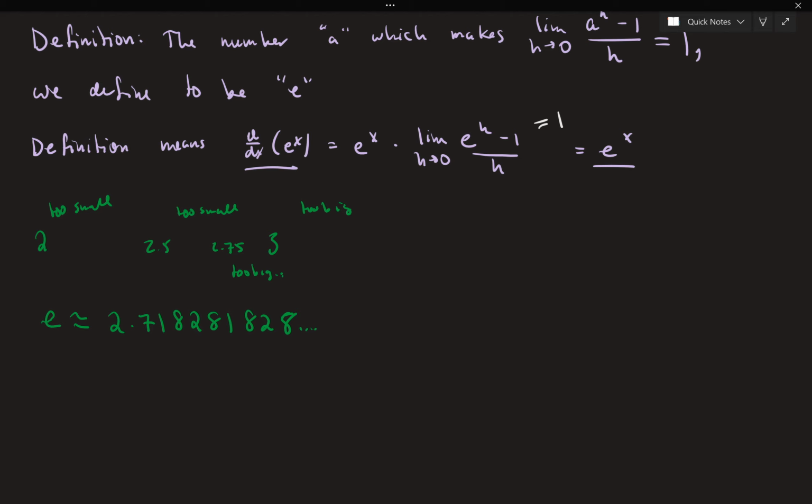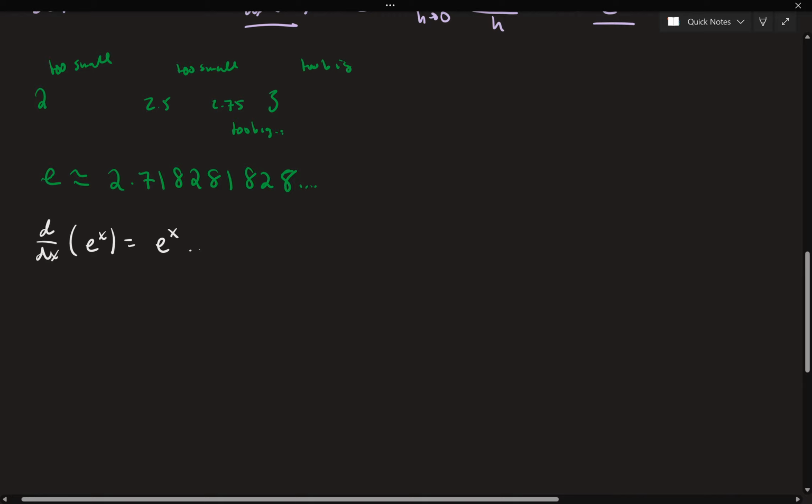So, everything you learned about e, forget it. Because the definition of e is a calculus one. It is the number which makes the derivative of e to the x itself. So, now that we have this, again, this is by definition. You were doing calculations with e, and you were just told it's this magical number, but nobody told you anything about it. This is what it is.